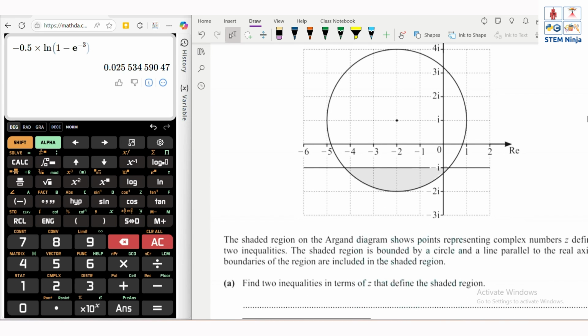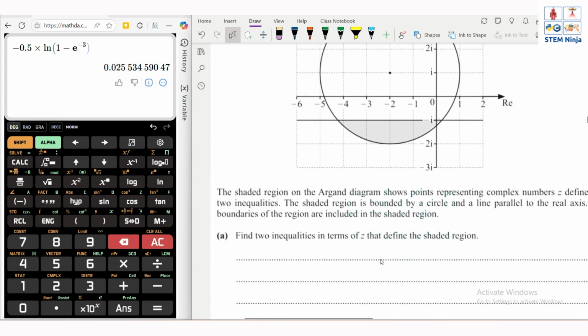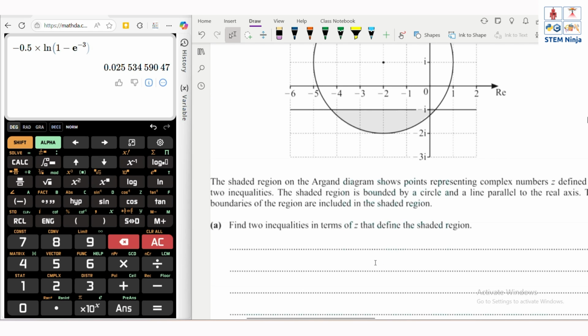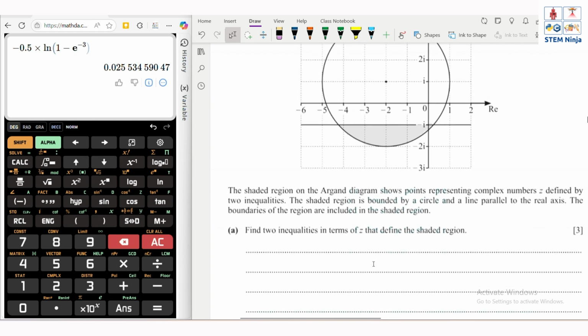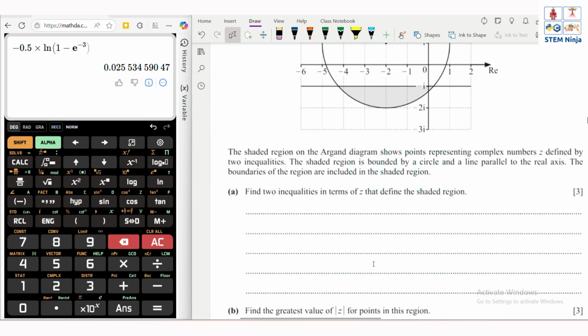The shaded region on the Argand diagram shows points representing complex numbers defined by two inequalities. The shaded region is bounded by a circle and a line parallel to the real axis. The boundaries of the region are included in the shaded region. Find the two inequalities in terms of z that define the shaded region.